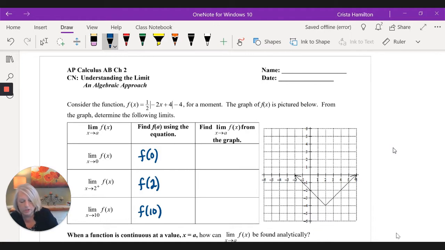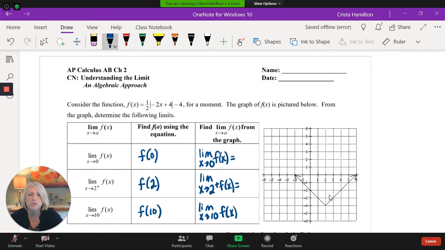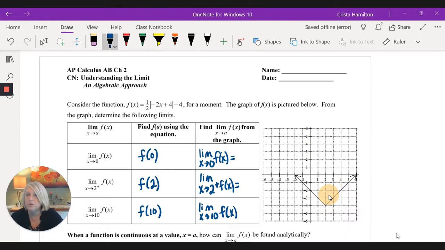Then you're going to calculate the limit as x approaches 0 of f of x. I want you to write that in each time, because I want to see that you're using correct notation. So we're going to do the limit as x approaches 2 from the right of f of x, and the limit as x approaches 10 of f of x. We're going to use the graph over here to answer those questions. So I'm going to pause and let you fill in those questions, and then we're going to come back together after you've answered the questions in Edpuzzle.